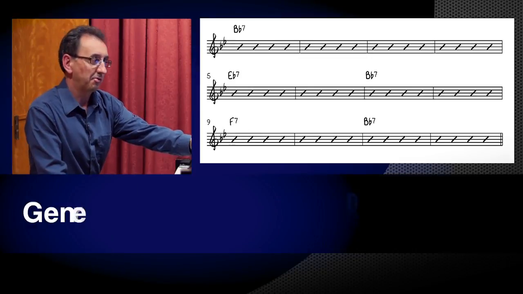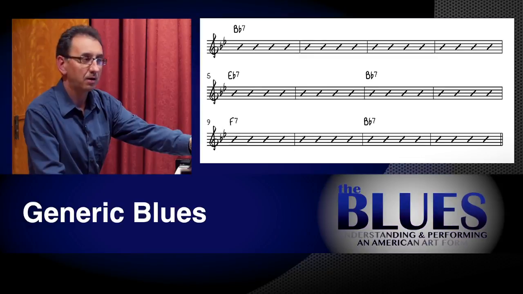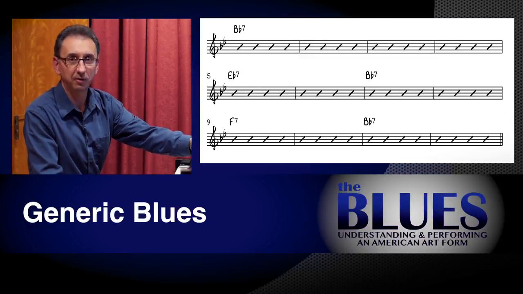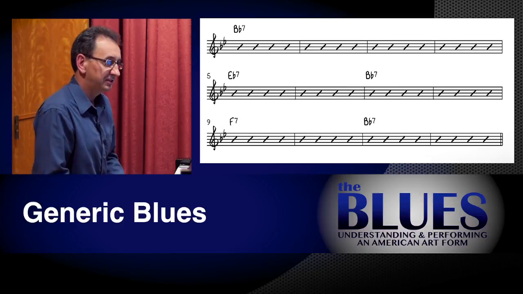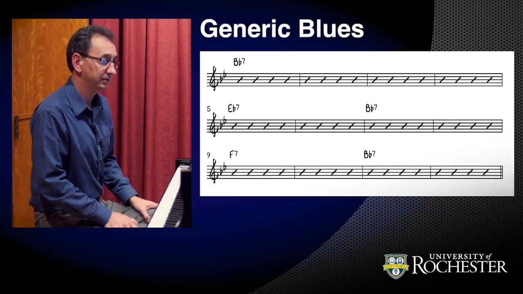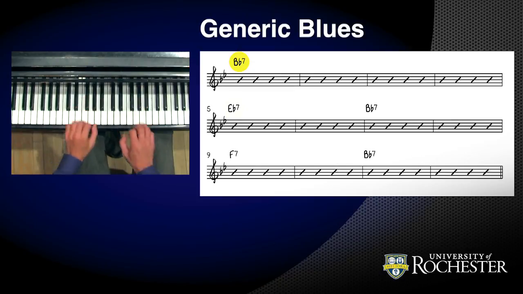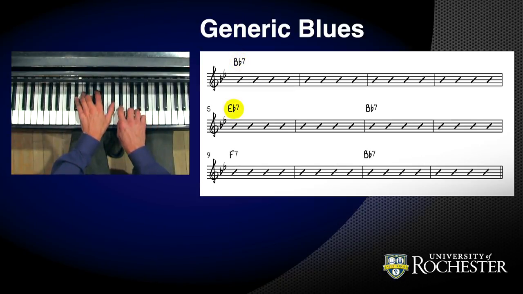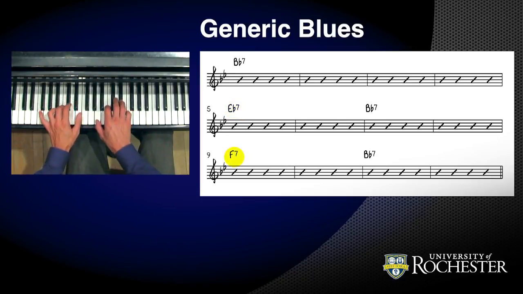Let's talk about the form of the blues. On the screen, you can see what I call the generic blues progression. It's very simple. It has only 3 dominant type chords. B flat 7 in measure 1, E flat 7 in measure 5, and F7 in measure 9.